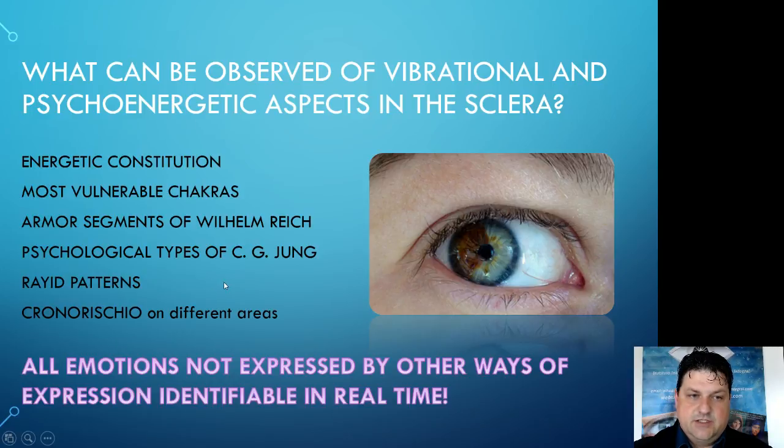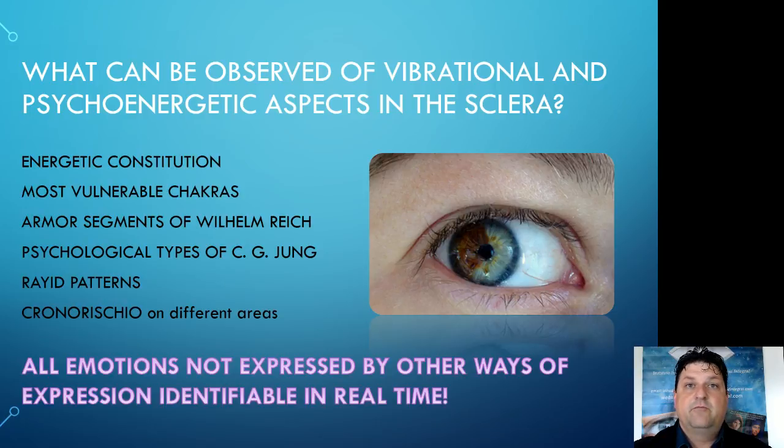Rayed patterns. All iridologists know about the rayed method from Danny Johnson and the iris. Well, we can also make a correlation with rayed patterns in the sclera, and we can find different rayed patterns in the sclera, okay? Chronorisco from Dr. Daniele Lorito, in different areas.